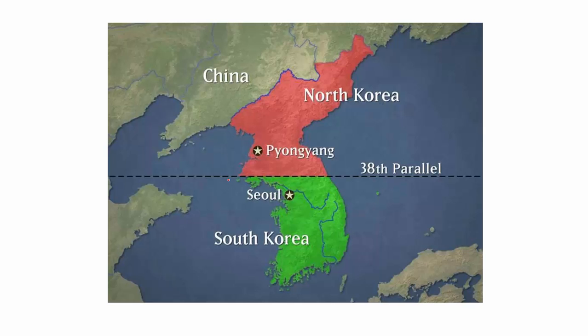So this is the map of Korea in 1945 when it was divided along the 38th parallel north. Okay, there is also a 38th parallel south, but it is commonly called the 38th parallel. So this was the border decided by the US Army. And the capital of the north after that became Pyongyang and the south was Seoul.